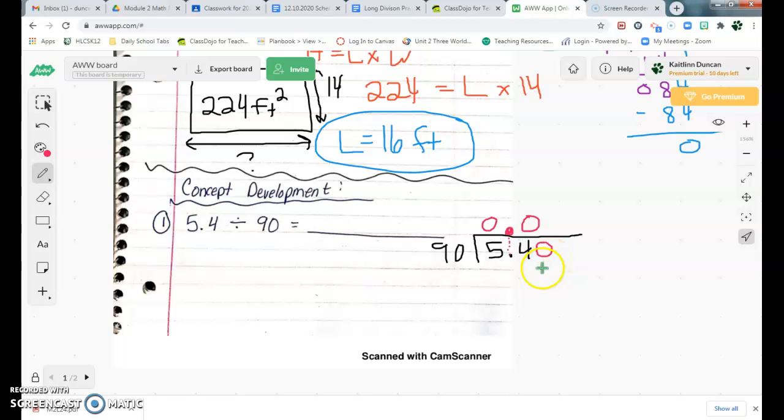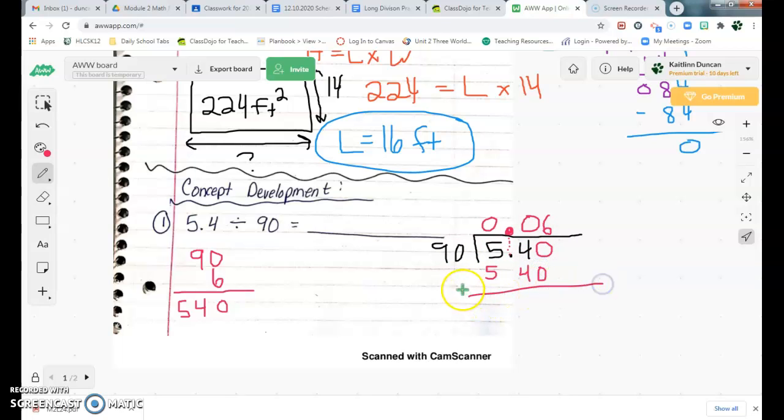So now I need to ask myself, how many times does 90 go into 540? Well, I'm going to guess 5 times. So I'm going to come over here. Actually, I'm going to guess 6 times. I'm going to do 90 times 6. Okay. 6 times 0 is 0. 6 times 9 is 54. Well, that's perfect. 90 can go into 540 6 times. So I'm going to put my 6 on top of this 0 that we just drew inside my house. 6 times 90 is 540.